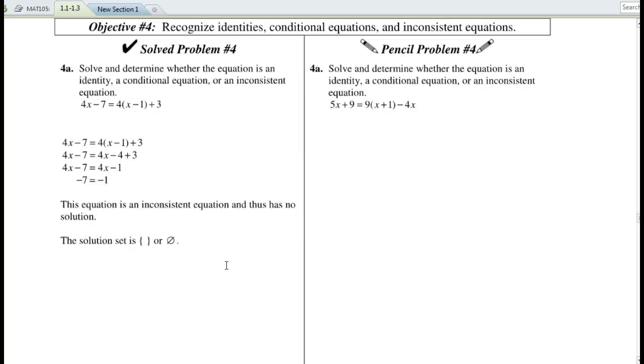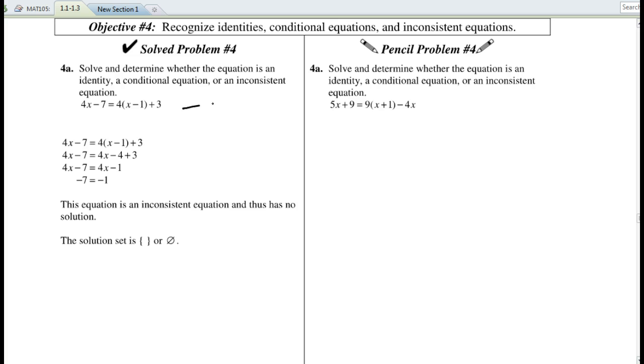Okay, these next few problems talk about inconsistent equations. All the equations we've looked at so far have been conditional equations, because we just have one solution. That's the terminology. An identity is something where you end up with an obviously true statement where all real numbers work. An inconsistent equation is something where you end up with a false statement.